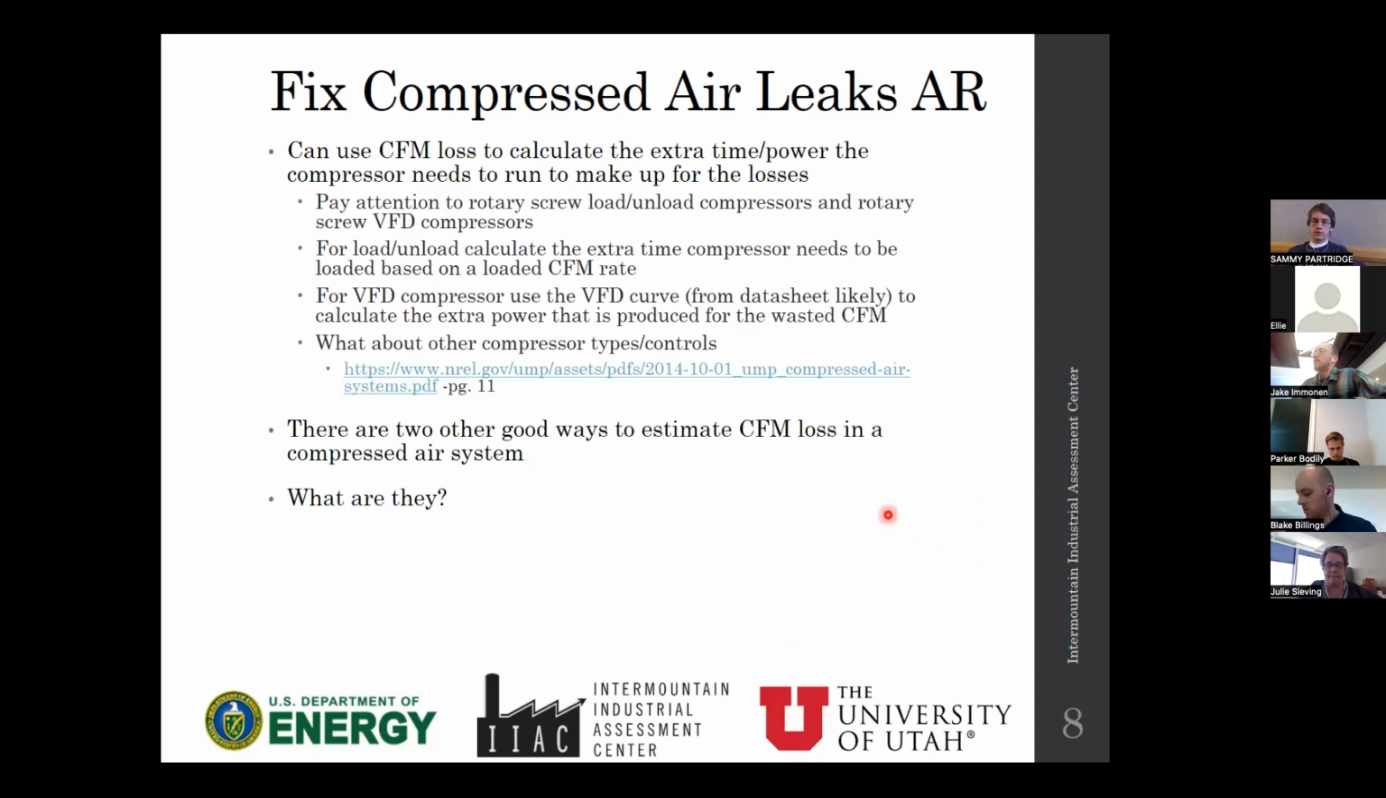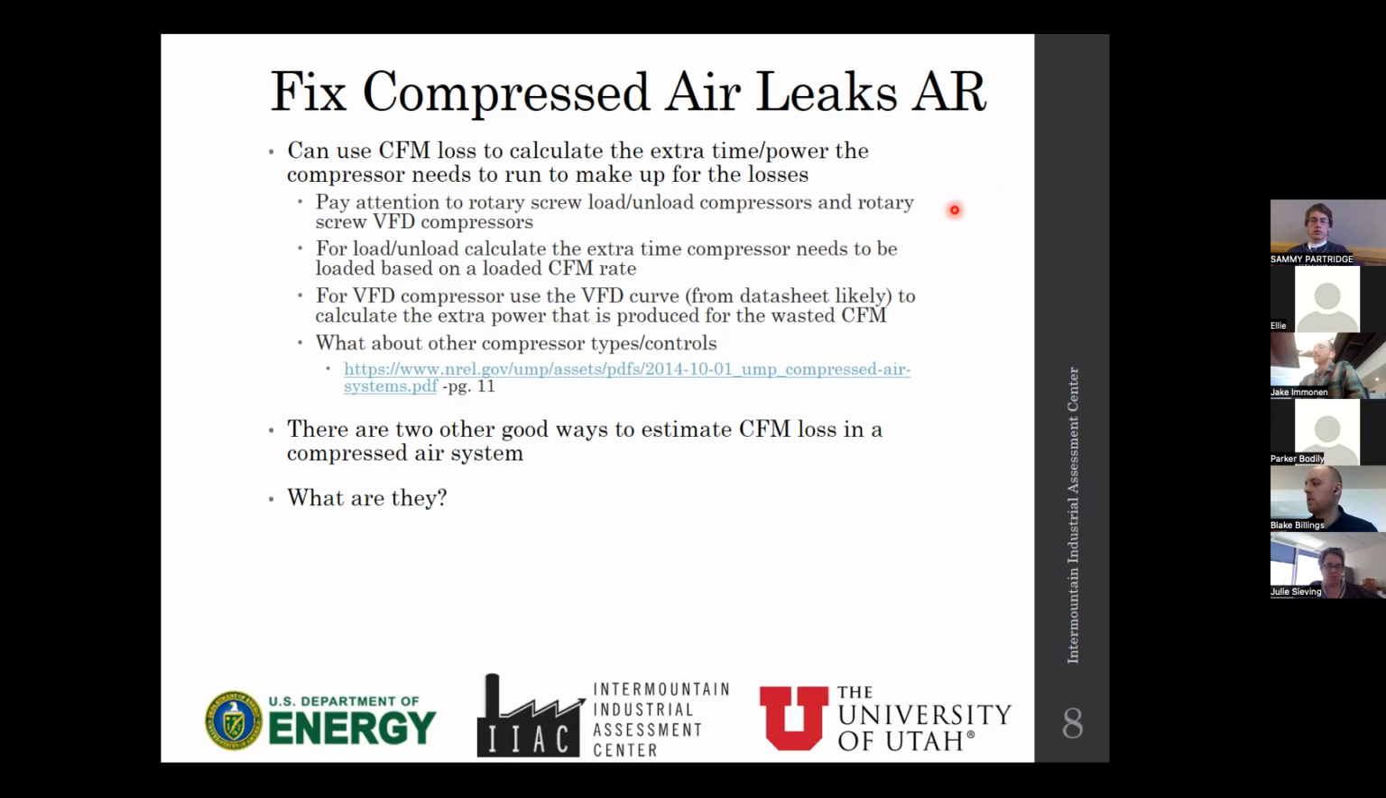Okay, so ultimately all we're trying to do is find CFM loss, and then calculate how much extra energy we are using due to this extra compressed air that we're making that's just being wasted. There are a lot of different ways that I've seen people go from CFM to extra kilowatt hours.